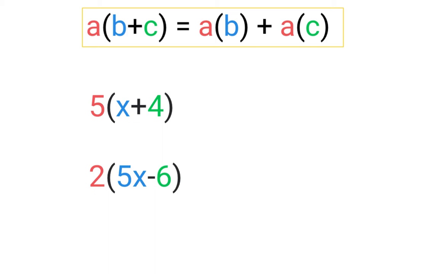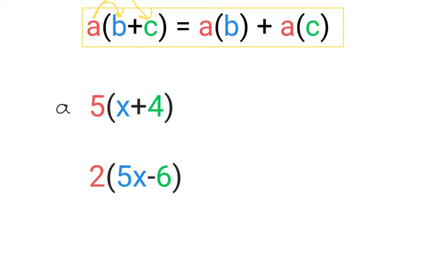It says that we can take any number, A, times the quantity B plus C, and that's going to be equal to A times B added to A times C. So we're basically taking what's in the parentheses and breaking it up and multiplying what's on the outside of the parentheses by both of those. A times B plus A times C. All right, let's see what that looks like with numbers.